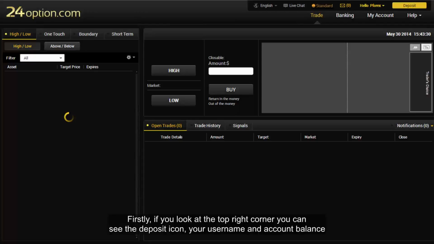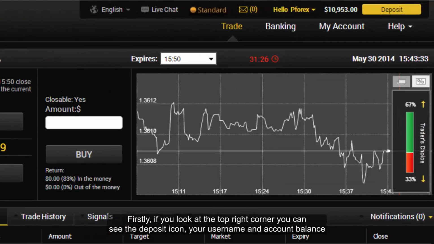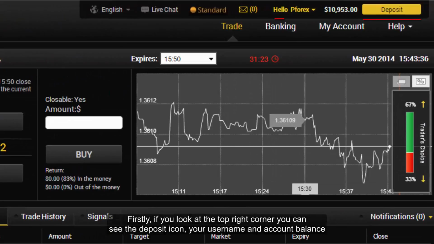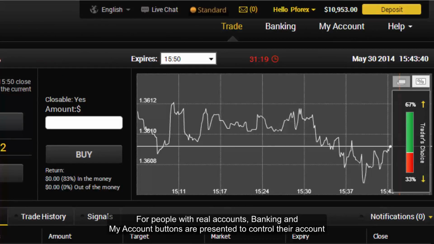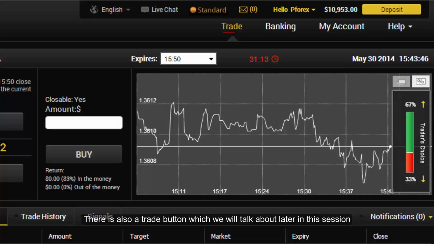Firstly, if you look up at the top right hand corner, you can see the deposit icon, your username and account balance. For people with real accounts, banking and my account buttons are presented to control their account. There is also a trade button, which we will talk about later in this session.